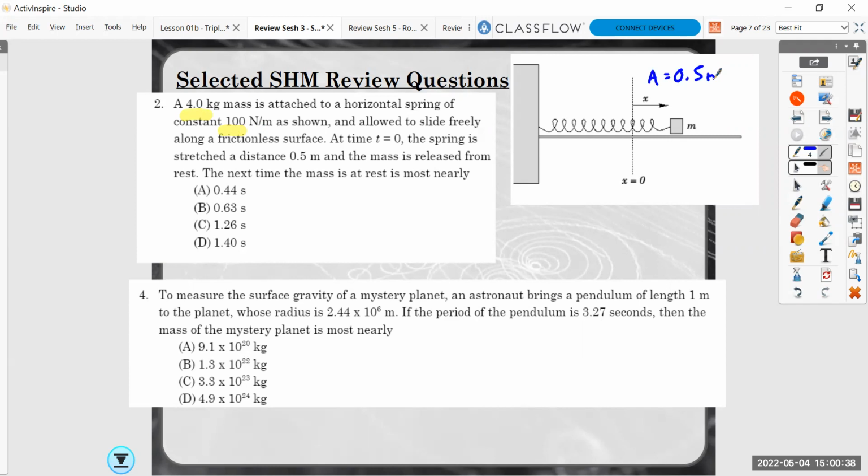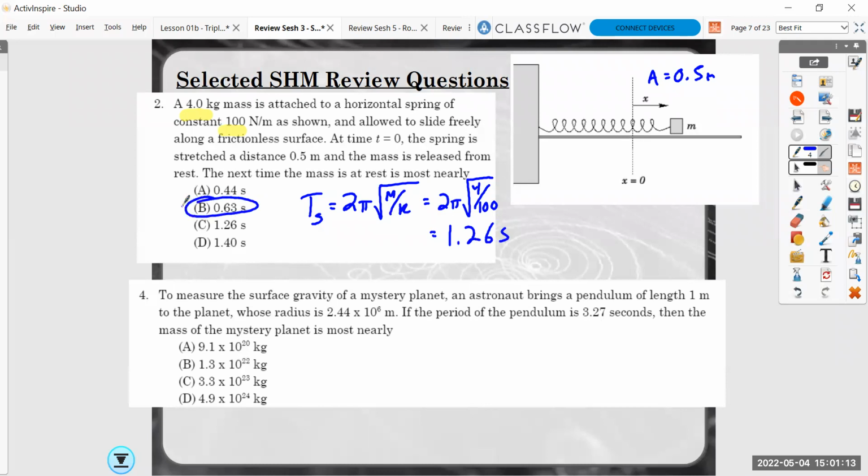So here's the thing. This is a spring question. It asks for a time. Let's go ahead and calculate the period of our spring, 2 pi root m over k. This is 2 pi root 4 over 100. If I calculate the period of the spring, I get about 1.26 seconds. Awesome. And as a result, because I calculate 1.26 seconds, the answer is B.